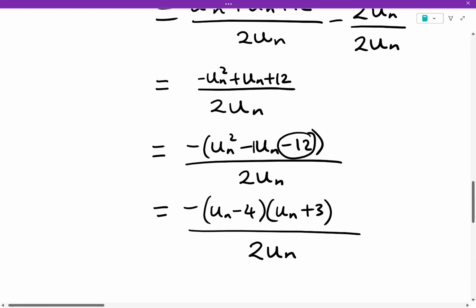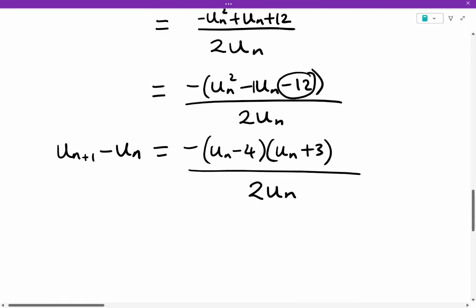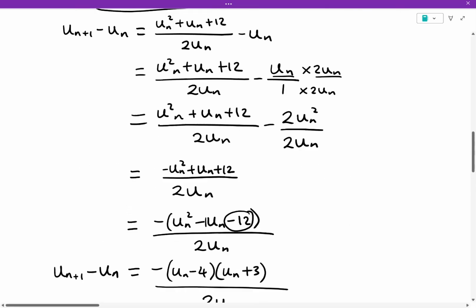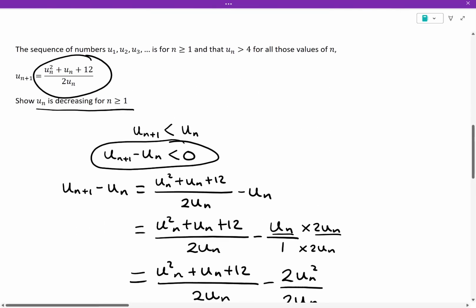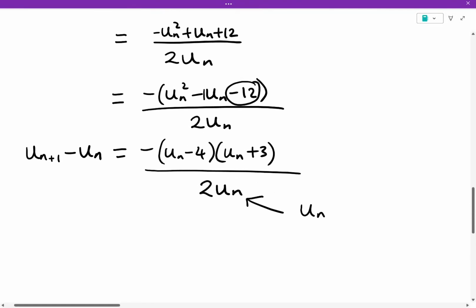So remember, this fraction is equal to u_(n+1) subtract u_n. And I need to explain why this is always going to be smaller than 0. So let's start with the denominator, given there's not too much going on there. We've got 2u_n. But if we look back at the start of the initial question, we're told that u_n is greater than 4 for all values of n. So if we go back down here, we know that u_n is greater than 4.